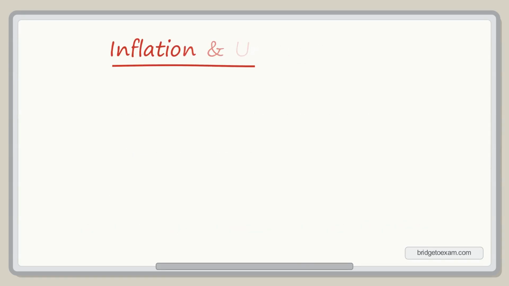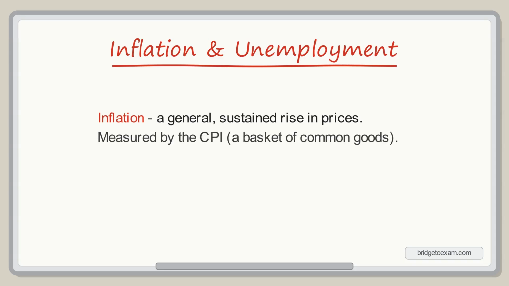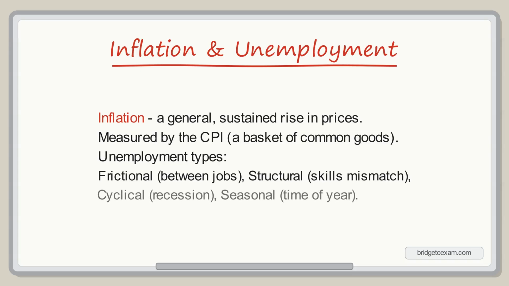2 numbers dominate the headlines: inflation and unemployment. Inflation is a general, sustained rise in prices, meaning your money buys less over time. We measure it with the Consumer Price Index, the CPI, which tracks the price of a basket of everyday goods. Unemployment comes in types the GED tests. Frictional is the normal gap between jobs. Structural is a skills mismatch. Your skills no longer fit the jobs. Cyclical unemployment happens during a recession, when demand drops and workers get laid off. And seasonal is predictable, like a ski instructor out of work in summer.